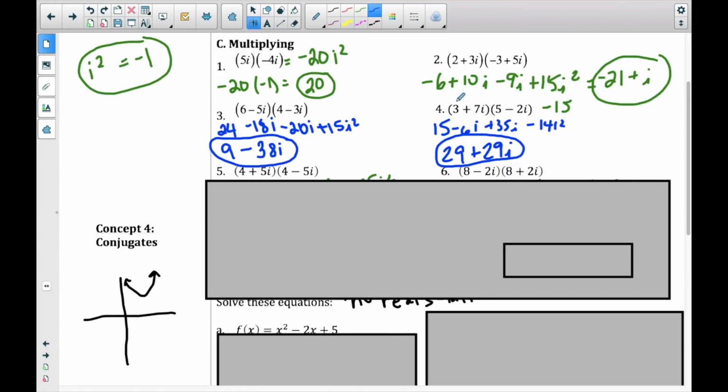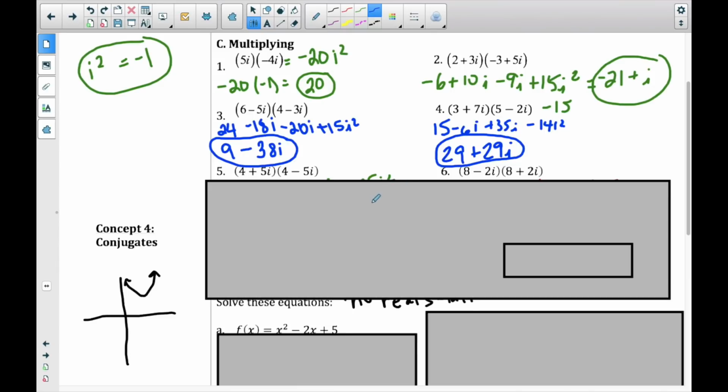Number 4 works out similarly. We have a 15 minus 6i plus 35i, and minus 6i plus 35i combines to be a 29i. And then on the end, we have a minus 14i squared. Well, that's like plus 14. So we really have 15 plus 14, and that's 29.